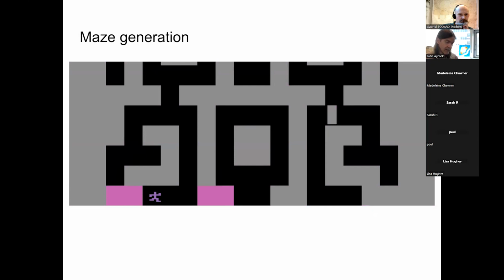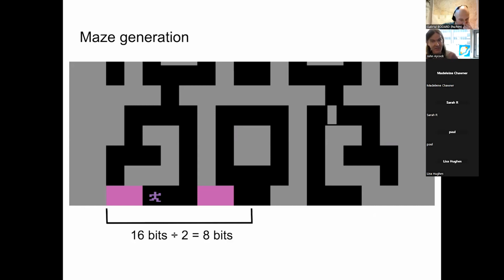But in fact, due to the symmetry of the maze and the fixed wall on the left-hand side, only one portion of a new maze row needs to be computed, and the rest comes for free by taking advantage of the Atari 2600's hardware. Of these 16 bits that need to be generated, each one is duplicated. So the maze algorithm very cleverly needs to only select 8 bits for a new maze row.